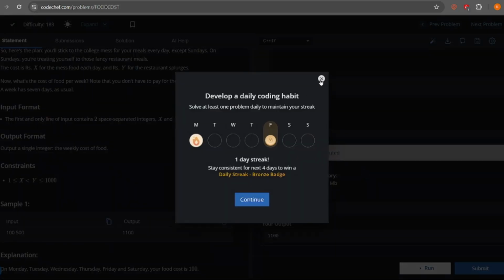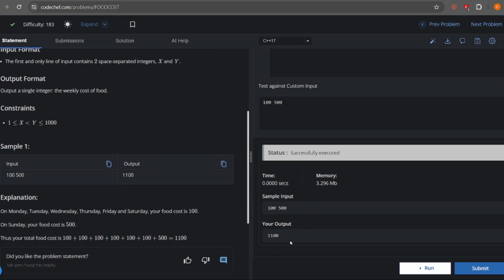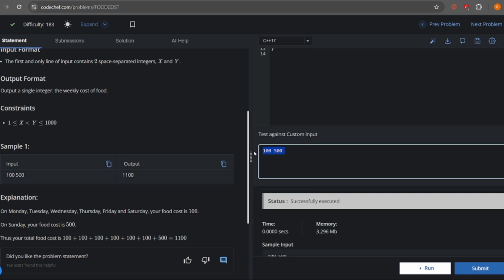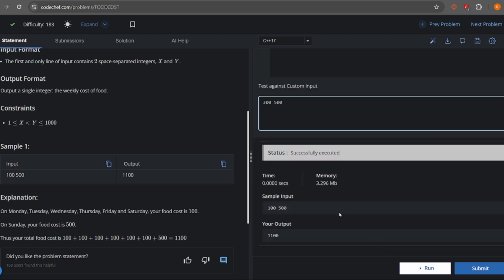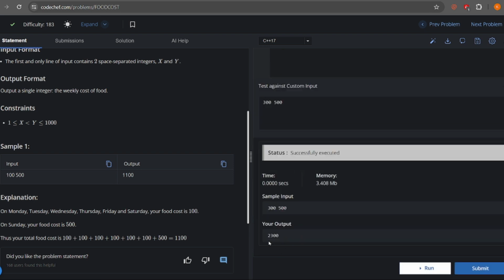So okay, we get the same output as it is expected for the given input, which is great. Now let's check a different set of input. So let's say it cost us 300 and 500. And then we'll run this, which gives us 2300. Perfect. So this works, right?